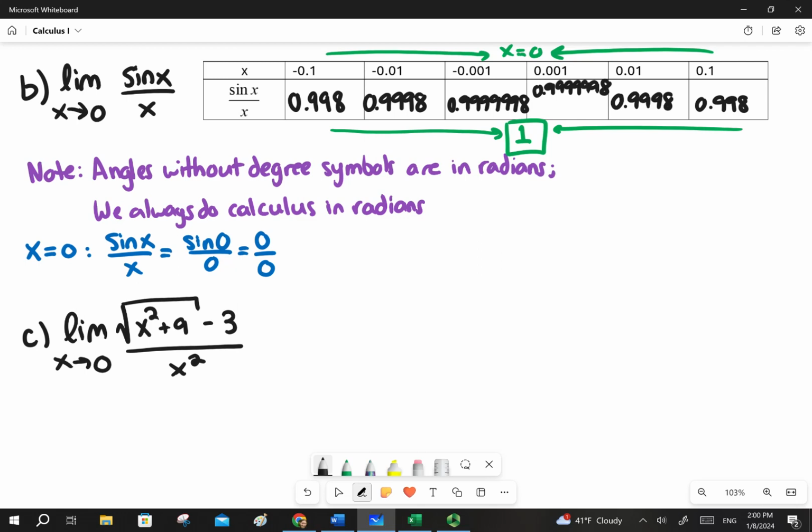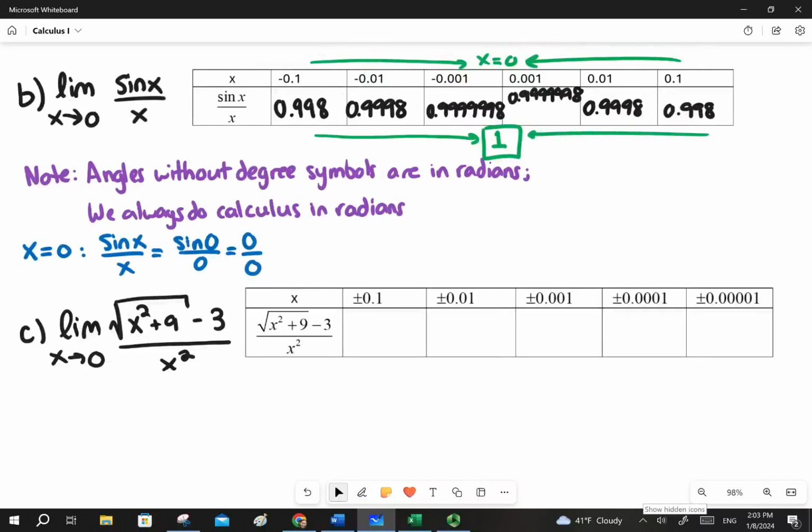Let's do the same process we've been doing, but use x values that are really, really close to 0. Notice that all the x's in the function are squared, so this is an even function, which means that there's no point in plugging in the positive and negative values separately because they'll always give the same answer. When I plug in positive or negative 0.1, I get about 0.1666.